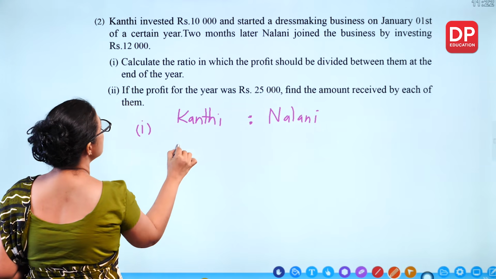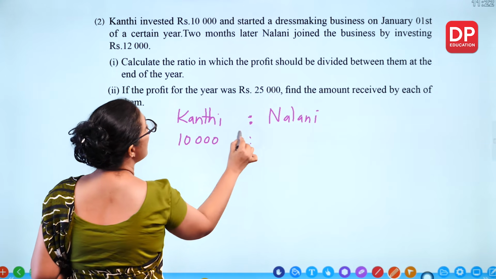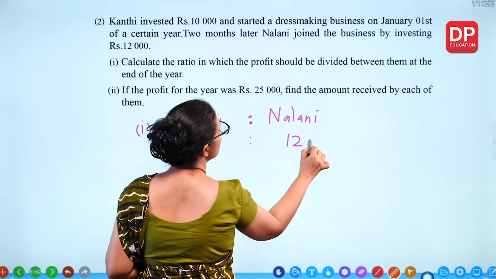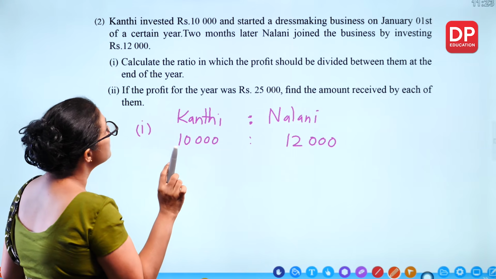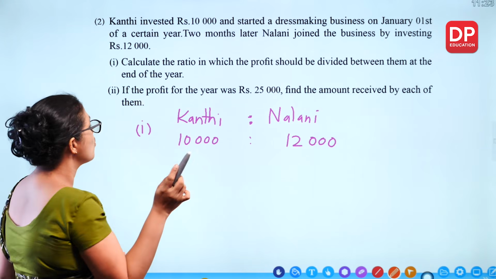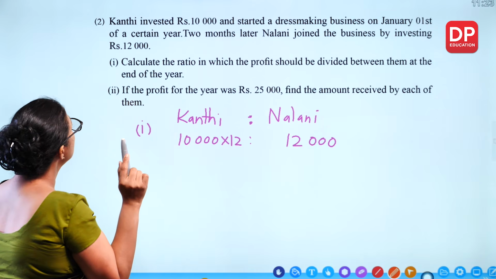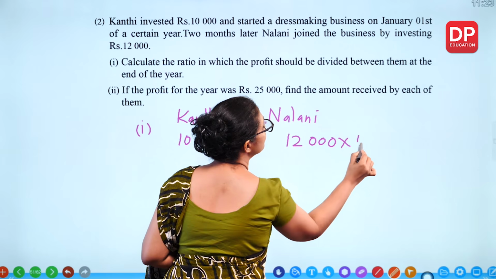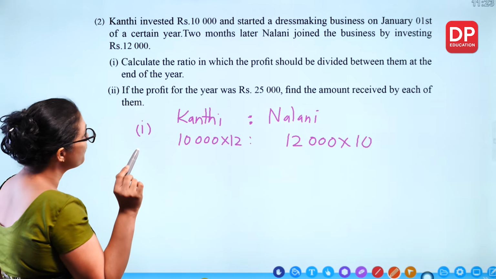Kanti invested 10,000 and Nalini invested 12,000. So Kanti started the business on January 1st, so 12 months. Nalini 2 months later, that means for 10 months. Now simplify and get the ratio.